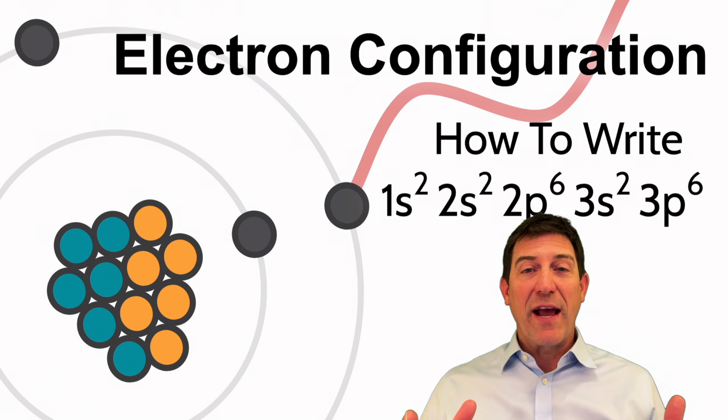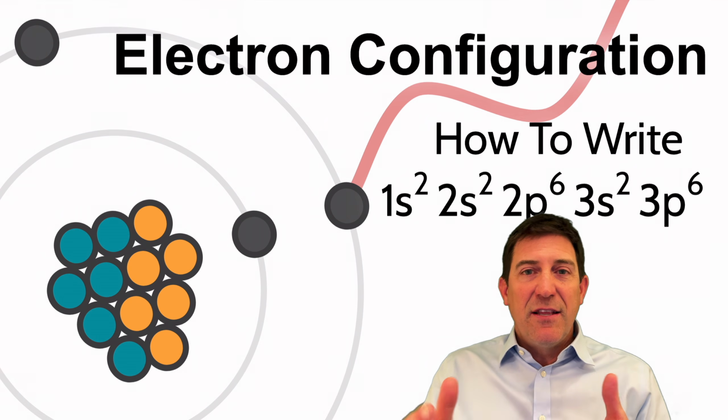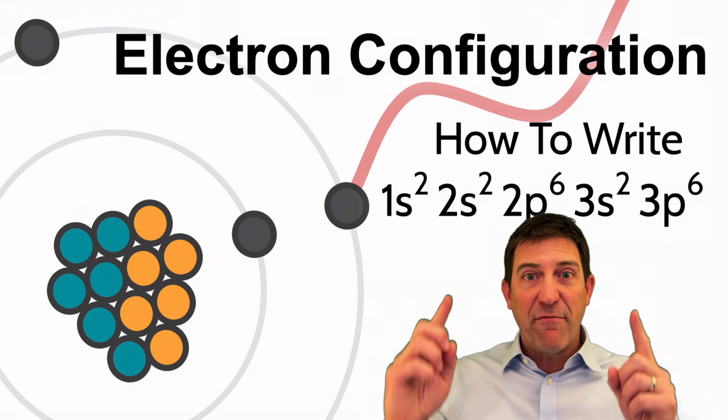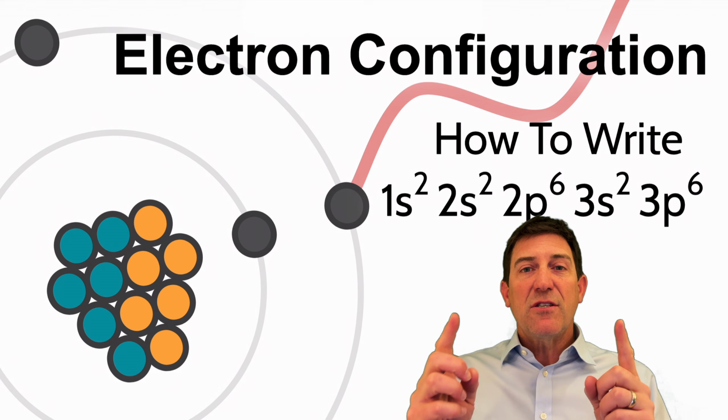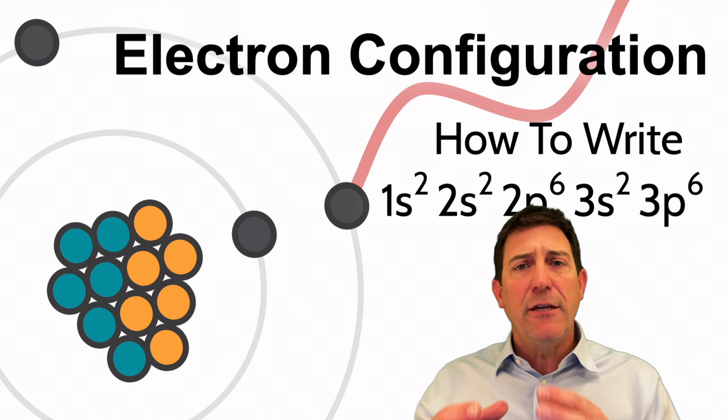Let's learn how to write electron configuration. Electron configuration is this weird code that you see up above my head there that tells us where the electrons live around the outside of an atom. Now, why would we ever need to know something like this?